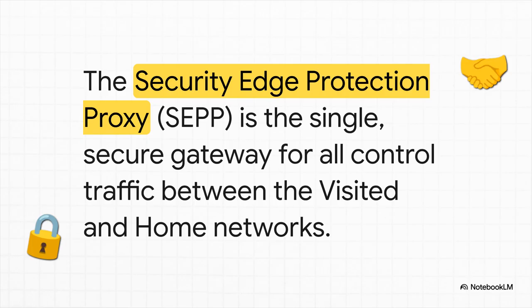So this component, the SEPP, Security Edge Protection Proxy, is absolutely critical. You'll see one on the visited side, the VSEPP, and one on the home side, the HSEPP. Its one and only job is to handle all the important control messages crossing that border. It keeps the connection secure, it filters what gets through, and it even hides the internal details of one network from the other. It's kind of like a digital diplomat.